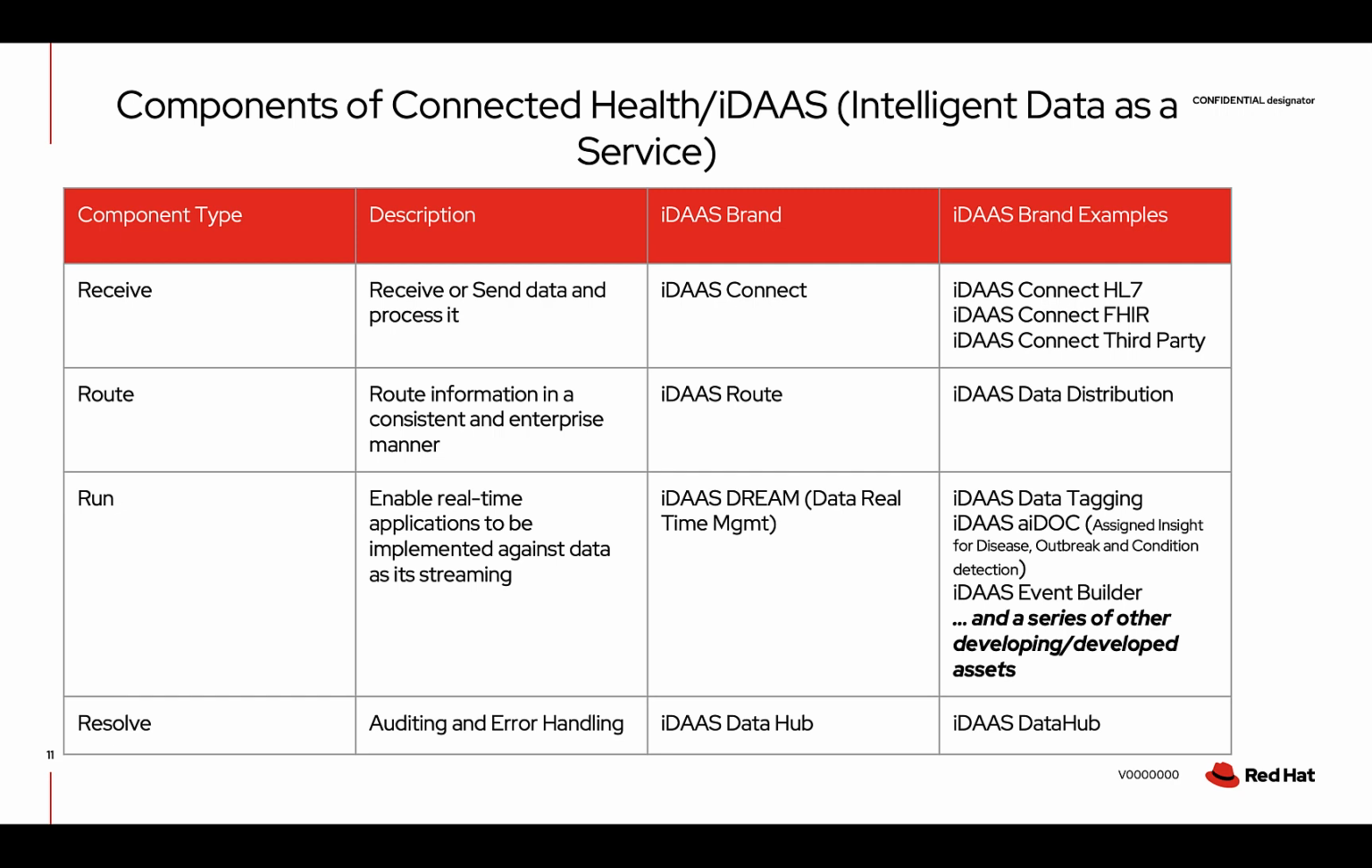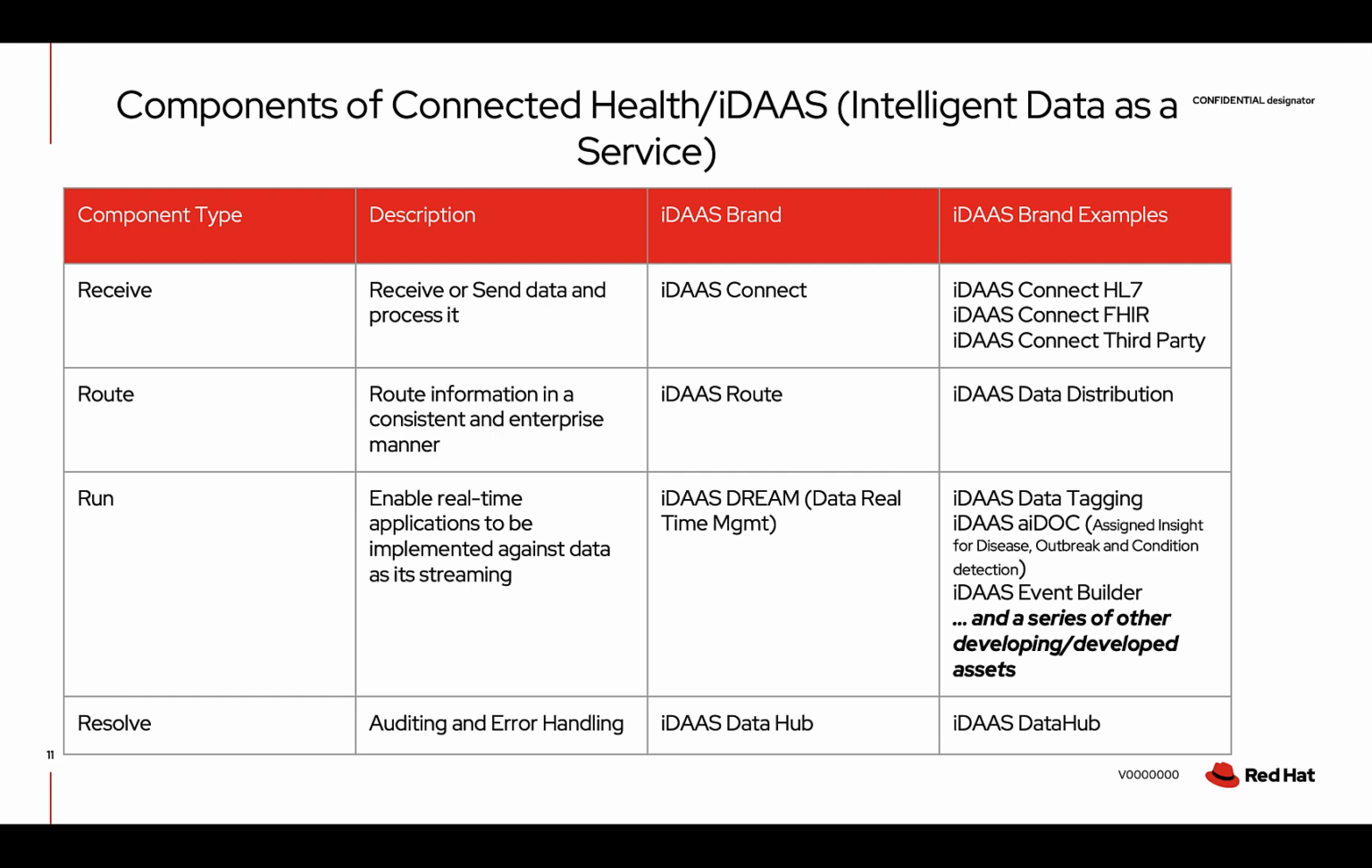Within this, we have 3 brand examples that we typically have customers and partners enable. IDaaS Connect HL7, which is all about HL7 connectivity. IDaaS Connect Fire, which is all around connecting to the FHIR resources and modern standards that are coming out, specifically with the CMS Final Rule. And we also have IDaaS Connect Third Party, which is about connecting to data in those third-party sources where it exists. Could be SFTP, could be files, could be queuing systems. It could be any of these things. There's over 100 connectors that we have extensibility to connect to.